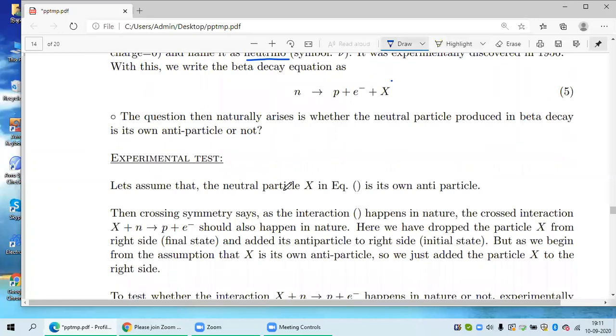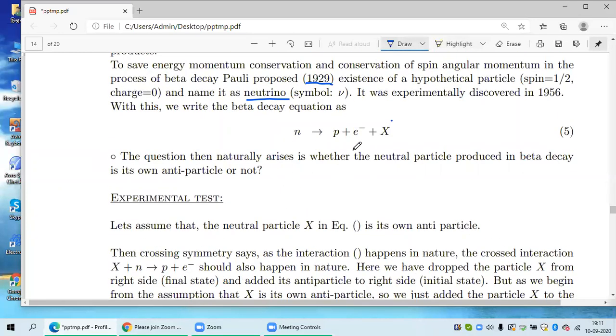So the experimental test is that in beta decay, the neutral particle that comes out has been experimentally proved to be not its own antiparticle, though it is a neutral particle. So it doesn't have an electric charge. That means there is something more to it, so that its antiparticle is different from it.